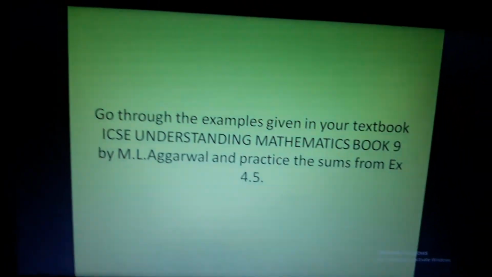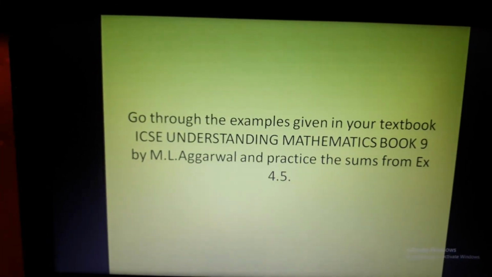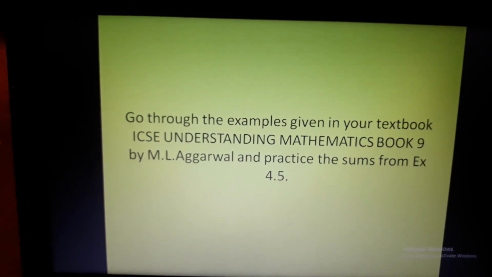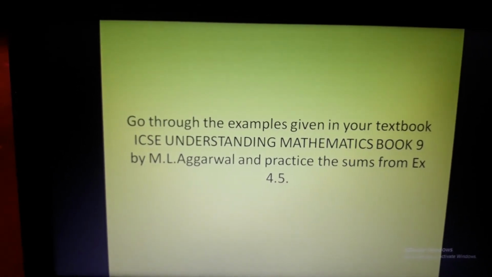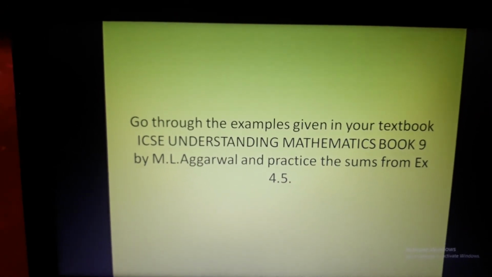In this way you can go through the examples given in your textbook, ICSE Understanding Mathematics Book 9 by ML Agarwal, and you can practice the sums from exercise 4.5. But before doing the sums, please go through the examples thoroughly which are given in your textbook.